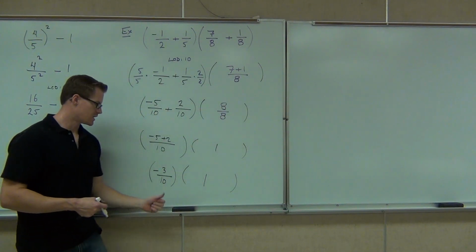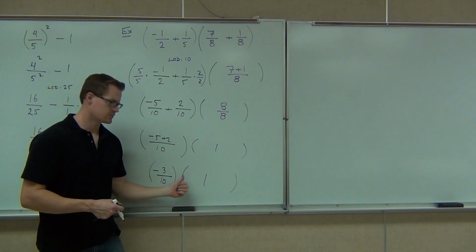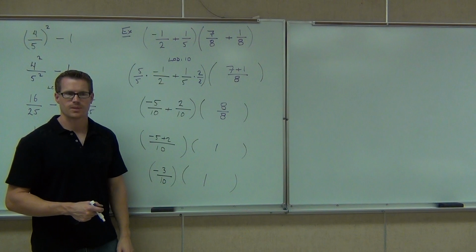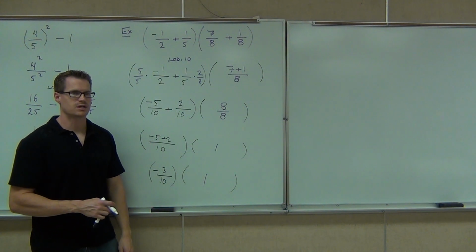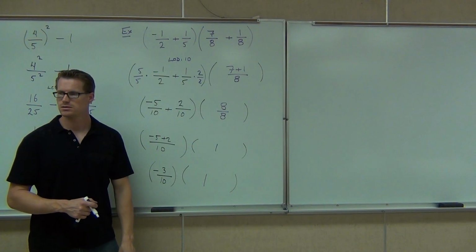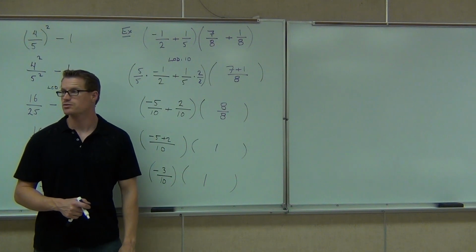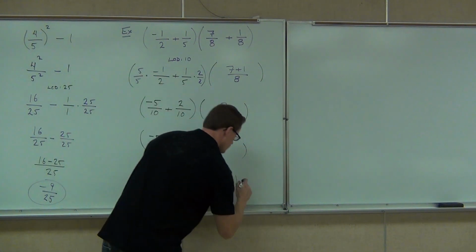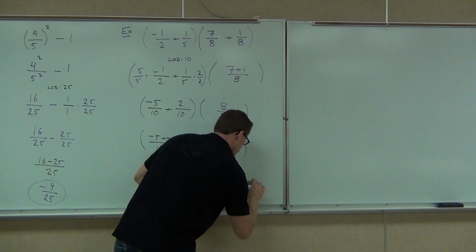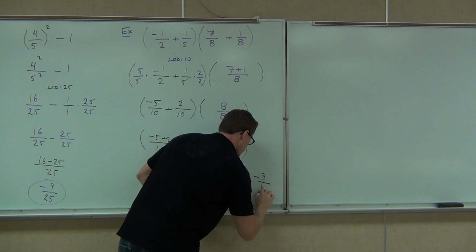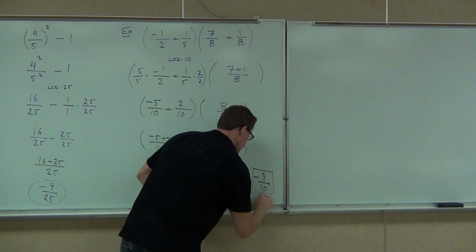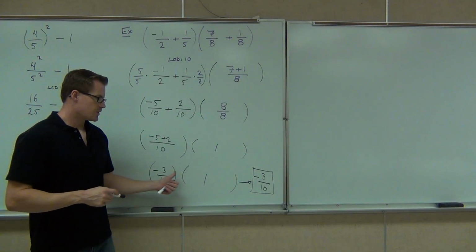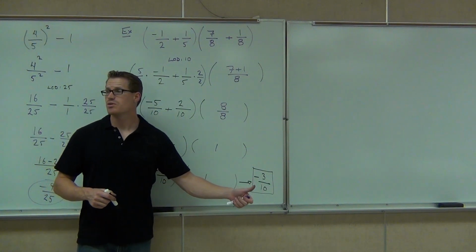Hey, tell me something, what does it mean when you have -3/10 and a 1 right there? What operation are we dealing with? Multiplication. What's going to happen then if we have -3/10 times 1? It'll stay. So what's our answer? -3/10. That's it, -3/10. So anything times 1 gives you that same thing back again.